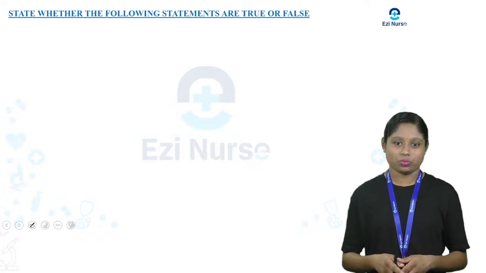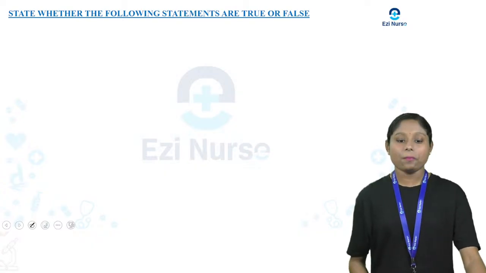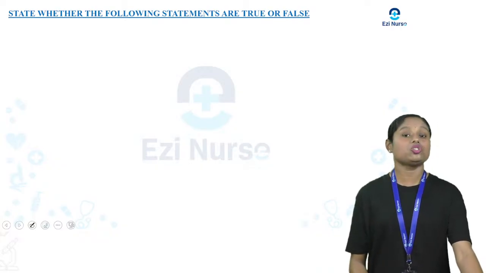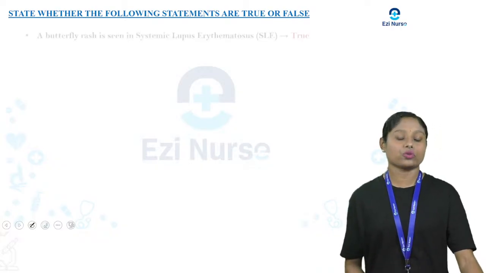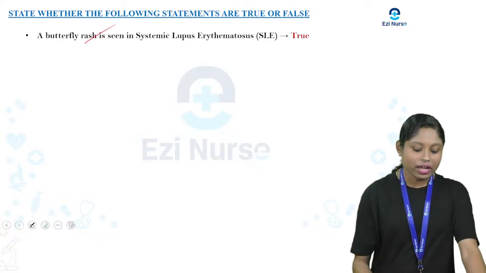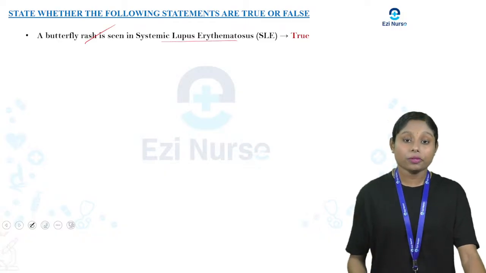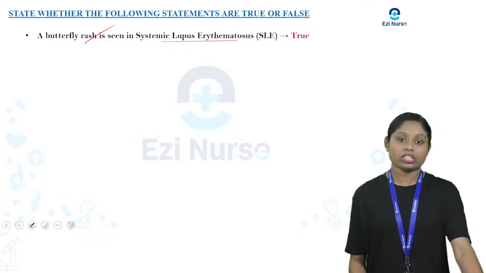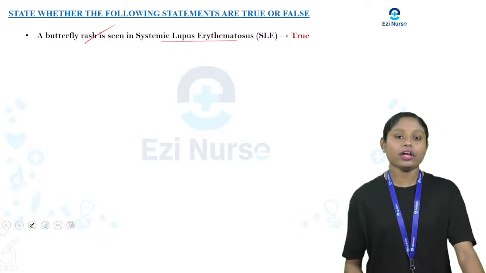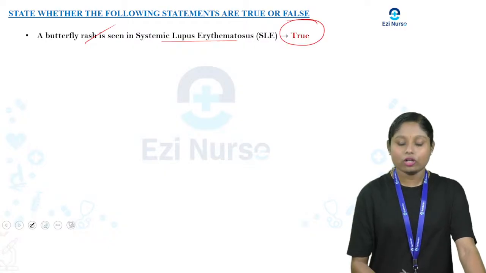So now let's discuss: state whether the following statement is true or false. Some true or false questions. Let's see. A butterfly rash is seen in systemic lupus erythematosus. If the person is suffering with systemic lupus erythematosus, they will see a butterfly rash on their body. It is a true statement.